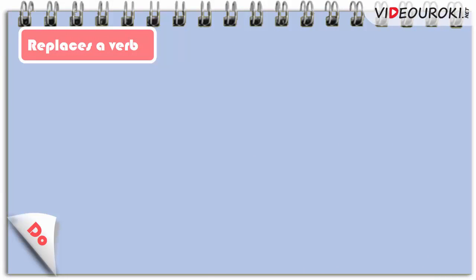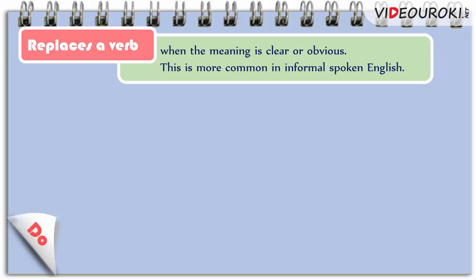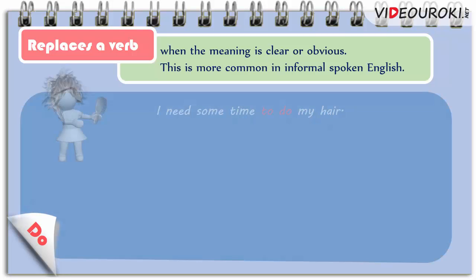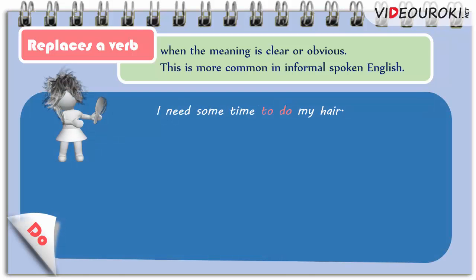We sometimes use do to replace a verb when the meaning is clear or obvious. This is more common in informal spoken English. I need some time to do my hair. Do is used instead of brush.